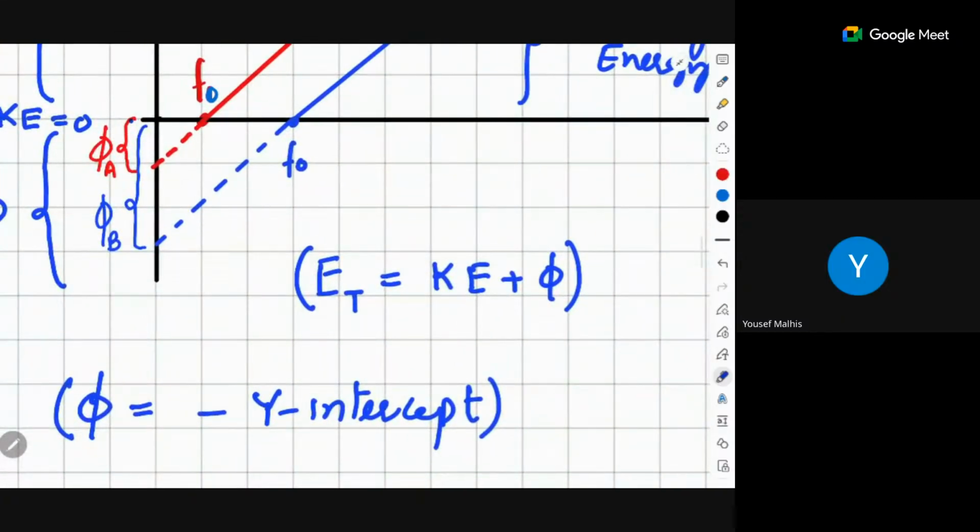I had considered that E is equal to hf, the kinetic energy, minus work function, isn't it?